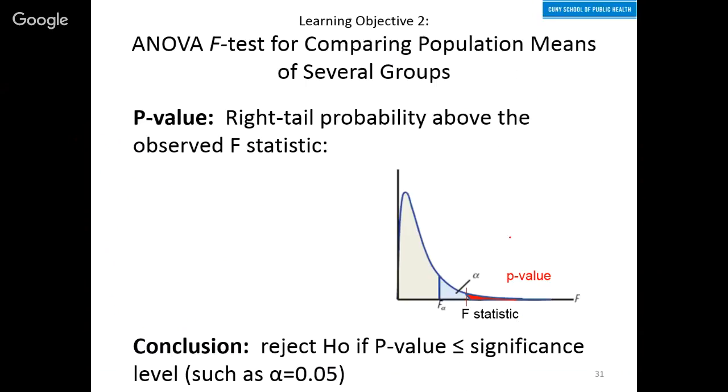So rather than having to do the alpha over 2 stuff that we did for the z and the t-tests, all we need is to look at the area under one tail of the distribution. And the p-value is the probability only of having an F statistic greater than the F statistic that we observe.